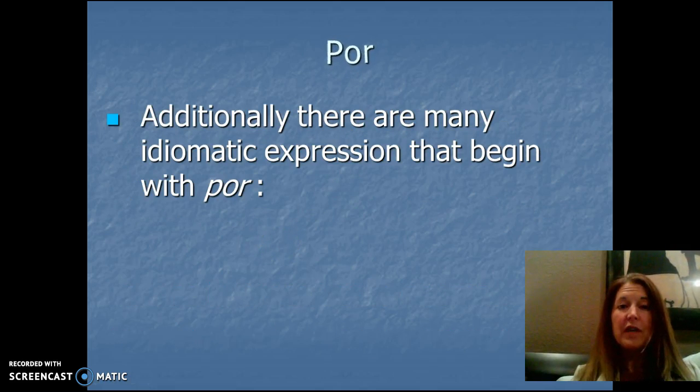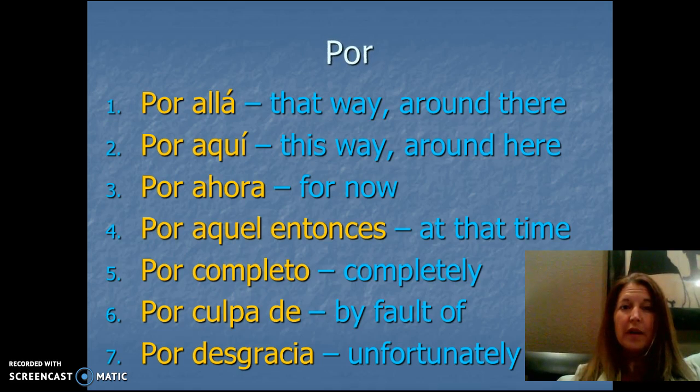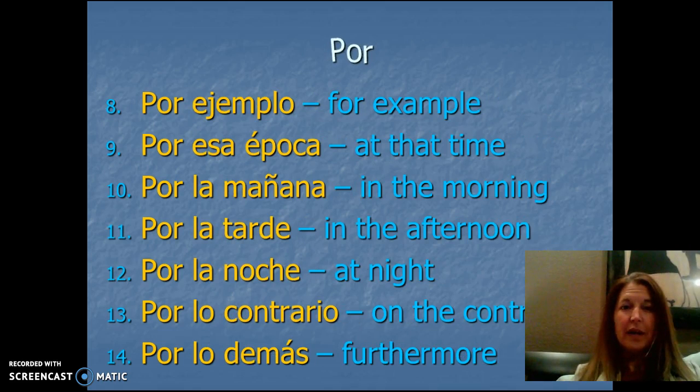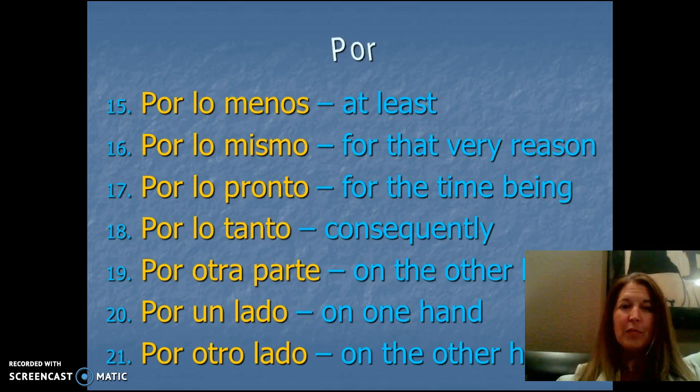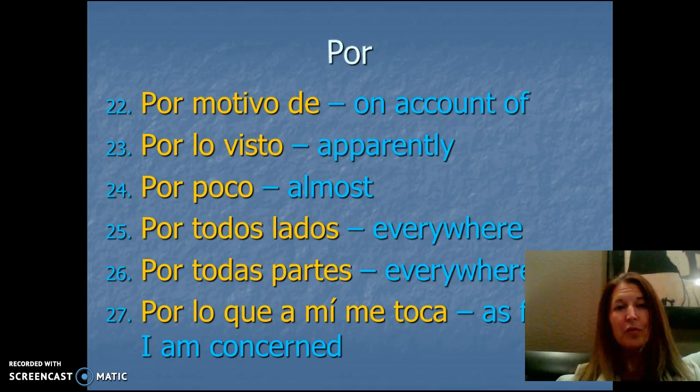So there's a whole bunch of idiomatic expressions that begin with por. Feel free to pause this and write them all down. Por allá, por aquí, por ahora, por aquel entonces, por completo, por culpa de, por desgracia. Por ejemplo, por esa época, por la mañana, por la tarde, por la noche, por lo contrario, por lo demás. Por lo menos, por lo mismo, por lo pronto, por lo tanto, por otra parte, por un lado, por otro lado. Por motivo de, por lo visto, por poco, por todos lados, por todas partes, por lo que a mí me toca.